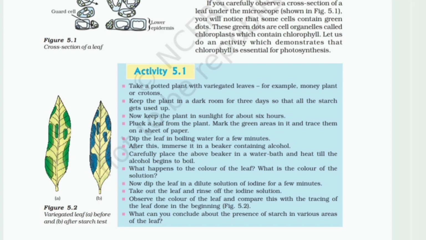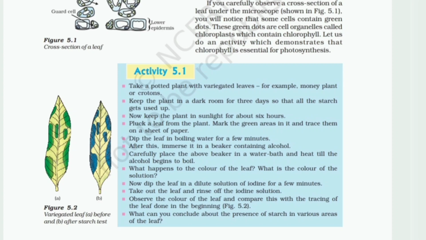Carefully place the above beaker in a water bath and heat till the alcohol begins to boil. What happens to the color of the leaf? What is the color of the solution? Now dip the leaf in a dilute solution of iodine for a few minutes.